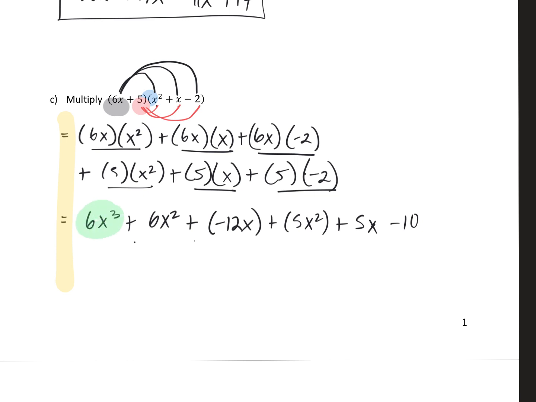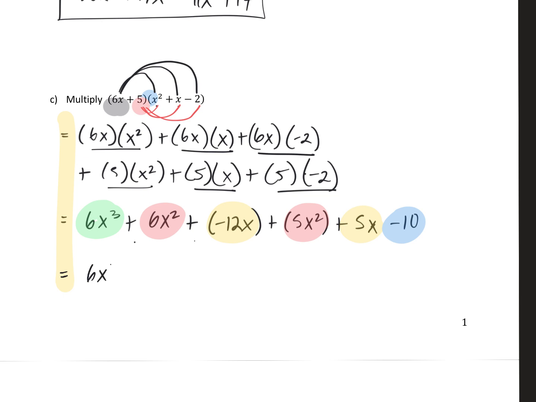Do we have any other x cubes? No, we don't. Okay, so no other like terms for that. Now let's take a look at the x squareds. We have a 6x squared and, ooh, a 5x squared. How about the x terms? Any like terms? Yep, we have a 5x right there. And lastly, the 10. There is no like term for that one.